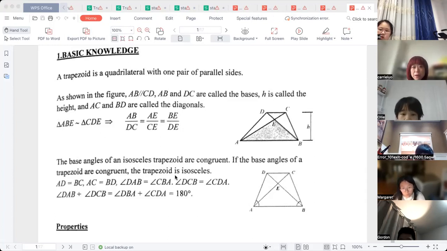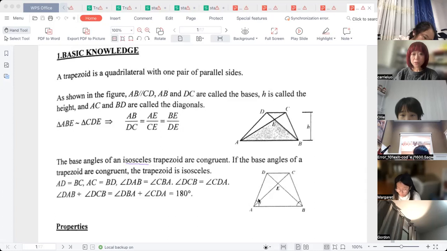So the base angles of an isosceles trapezoid are congruent. These two are the same only when I tell you this trapezoid is isosceles. If the base angles of a trapezoid are congruent, the trapezoid is isosceles. Understand? If the two bottom angles are the same, we can call this trapezoid an isosceles trapezoid. If they're not the same, you cannot call it that.